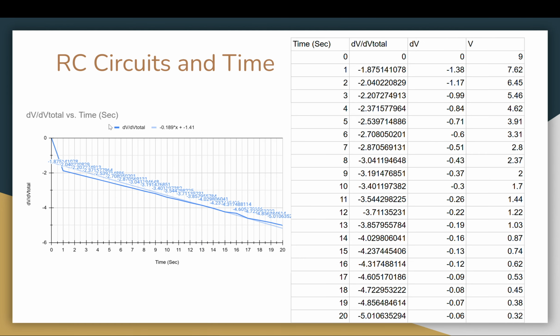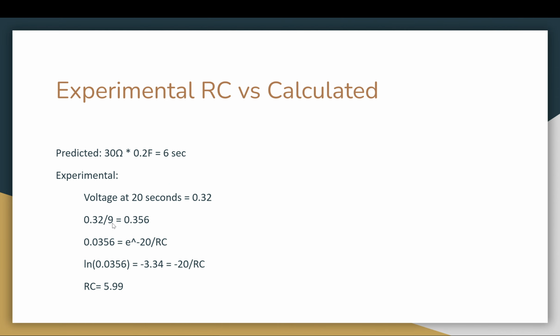However, this was largely thrown off because of this first number with a large outlier here. So as we can see, the next experimental was calculated slightly differently. So predicted, we simply take the resistance times the capacitance, which is 30 ohms times 0.2, which is about 6 seconds. So that's the expected time for it to take.